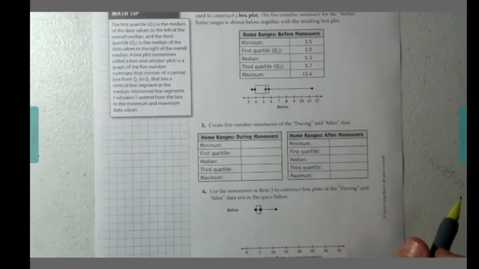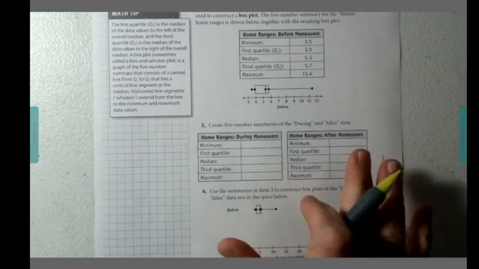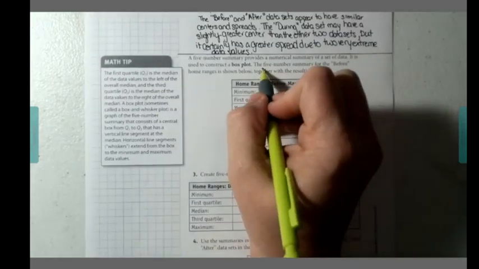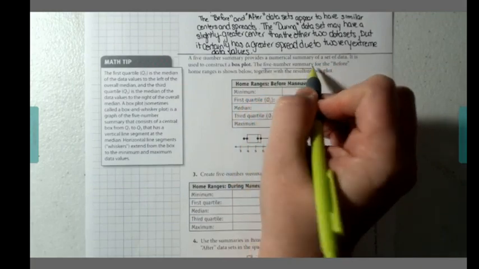All right, in this section 2, we're going to be covering questions 3, 4, and 5. The first thing that we're going to be learning how to do in this section is how to find a 5-number summary.